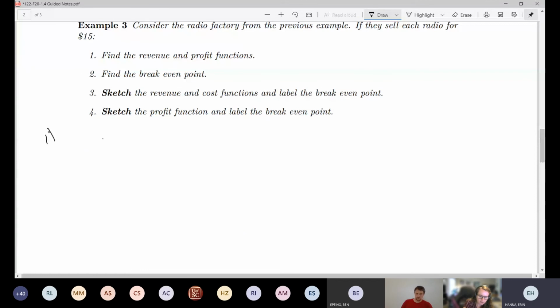So first thing, find revenue and profit functions. So again, revenue is price times quantity. Again, I told you you're going to want to remember that really well. So here, the price that they're selling them for is $15. So here, our revenue function, and I'll put R of Q this time to be formal, is going to be 15Q.